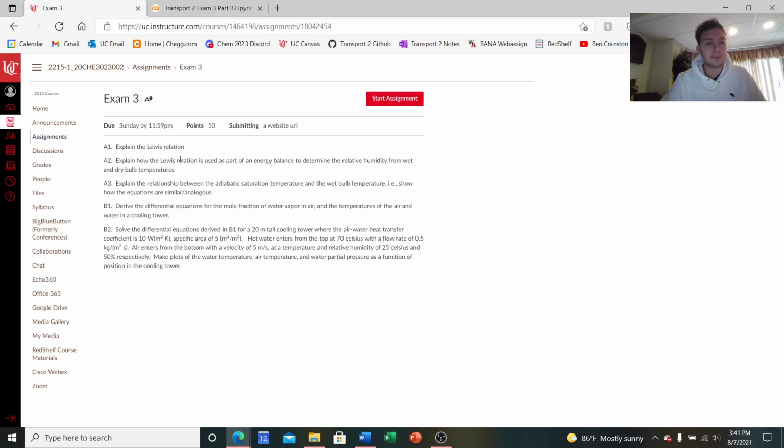where in the first part we explained the Lewis relation. Second part, we explained the Lewis relationship and how it can be used in energy balance to determine the relative humidity from the wet and dry bulb temperatures. We also went on to part three, where we explained the relationship between the adiabatic saturation temperature and the wet bulb temperature, and we pretty much just showed how the equations are similar.